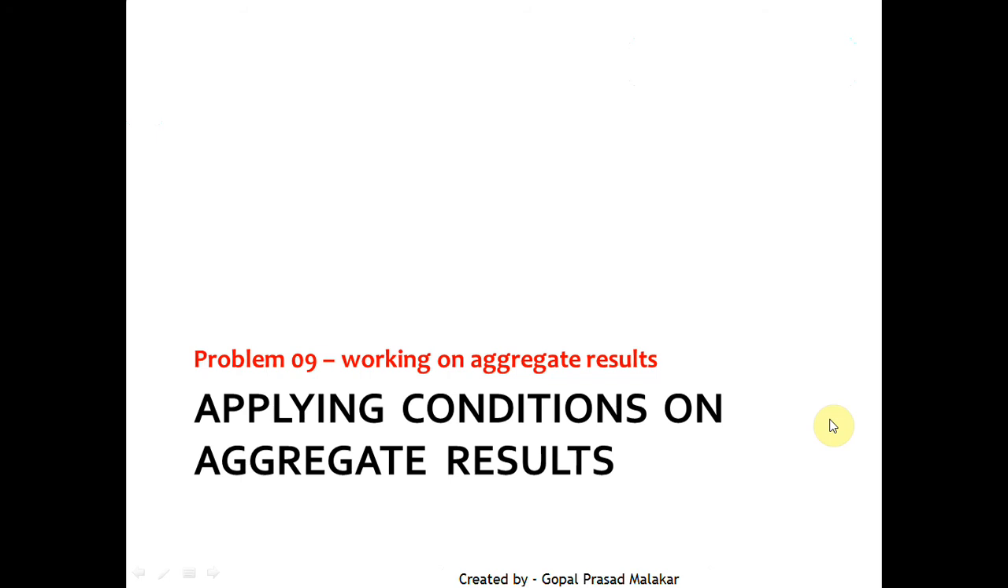In this problem, you will be applying conditions on aggregate function results. What is an example of an aggregate function? Max, min, count, sum, all these are examples of aggregate functions. Why? Because they aggregate for a particular identifier. Like sum gives you, for a particular customer ID, the sum of duration. Count will give you how many times a particular identifier has occurred.